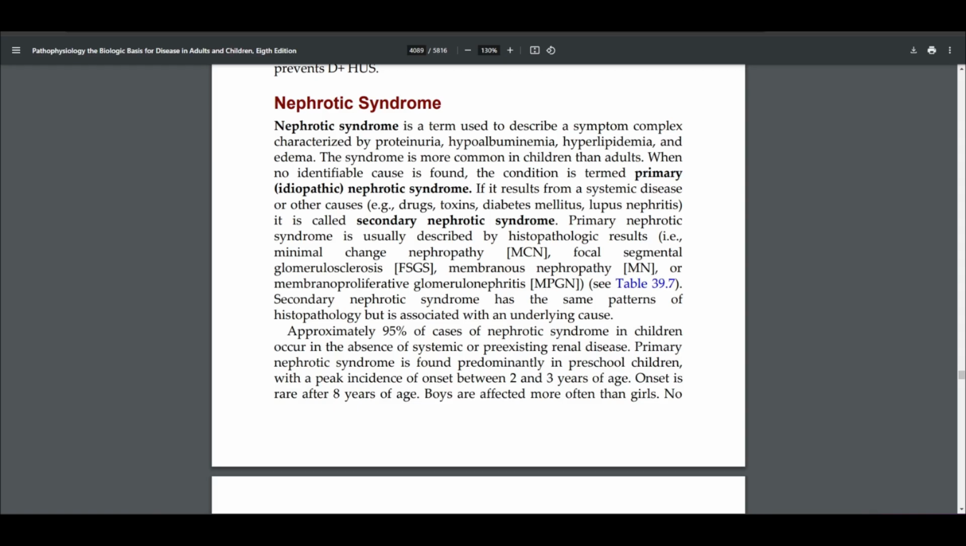If it results from a systemic disease or other causes, such as drugs, toxins, diabetes, lupus nephritis, it's called secondary nephrotic syndrome. Primary nephrotic syndrome is usually described by histopathologic results: minimal change nephropathy, focal segmental glomerular sclerosis, membranous nephropathy, or membranoproliferative glomerulonephritis. Secondary nephrotic syndrome has the same patterns of histopathology, but is associated with an underlying cause.